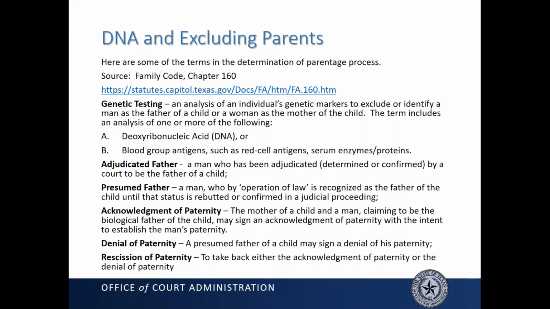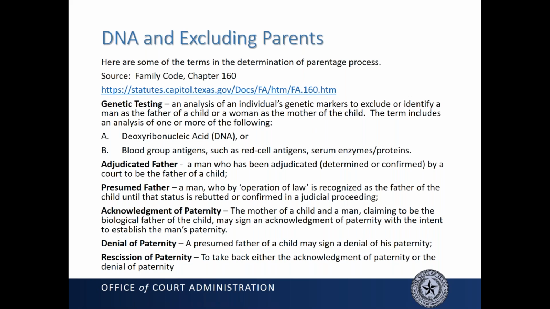So let's talk about how we determine child support cases and what actually gets them started. As you know, child support establishment or enforcement cannot begin until the parties are identified and confirmed by a judicial proceeding. All of you are familiar with the DNA and the exclusion or inclusion of parents through the DNA process, and your phlebotomists that are sometimes at the courthouse. So I'll give you a chance to read through this. Our source is, again, the Family Code, Chapter 160.